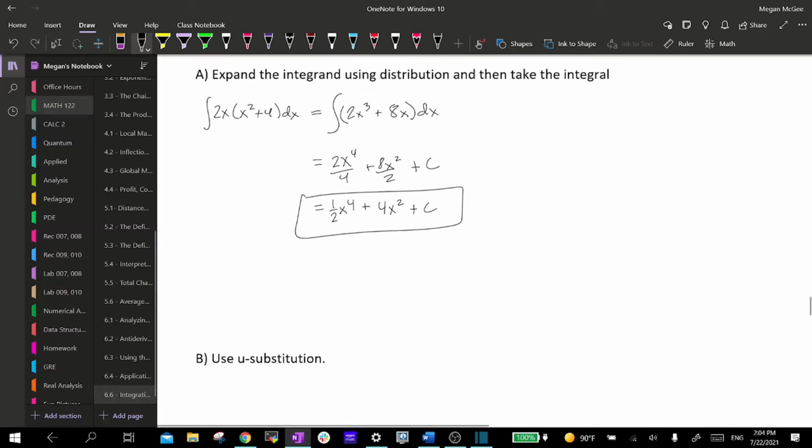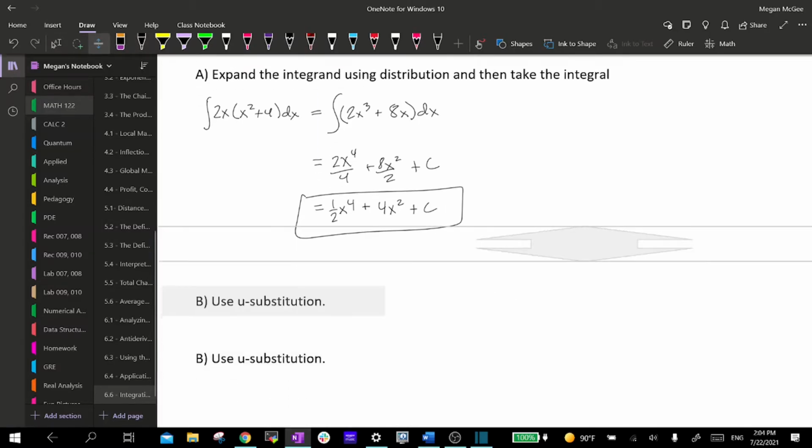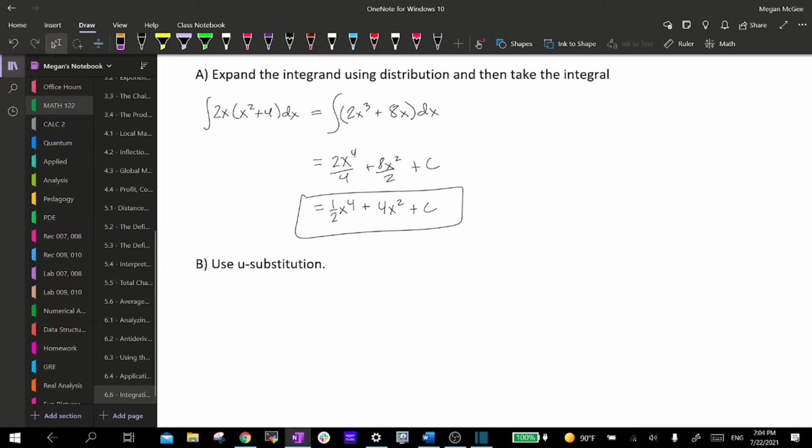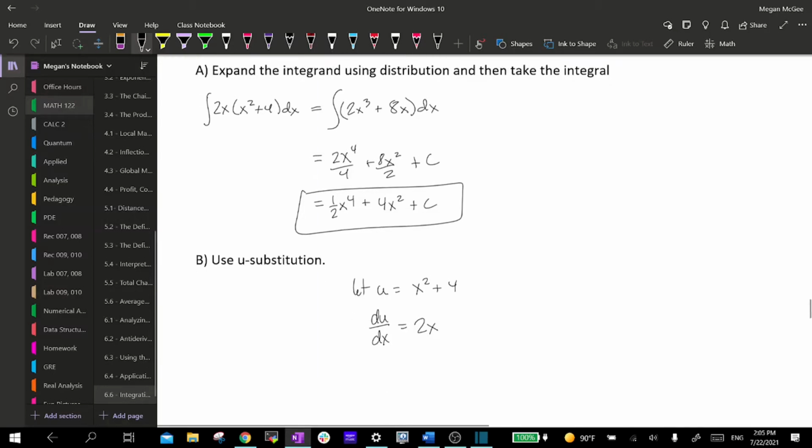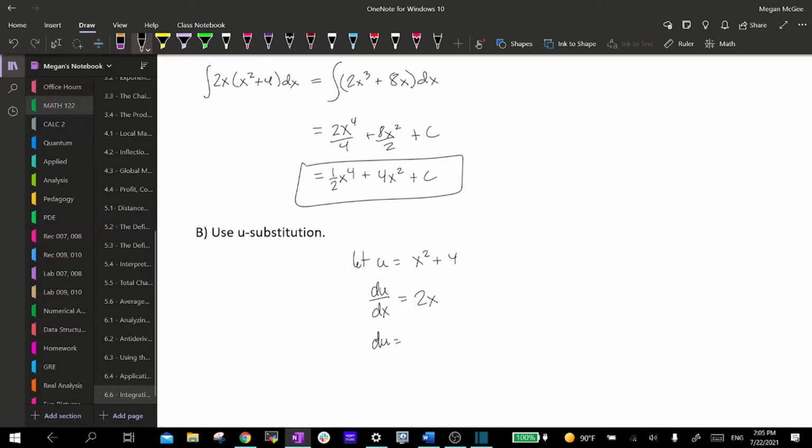But we could also use substitution. Either way will work. So if we want to use substitution, let's let u be equal to our binomial, so x squared plus 4. So then if we take the derivative, we have our 2x that we need. So then we have du is equal to 2x dx. And we can go ahead and plug this into our integral. So we just have u du.